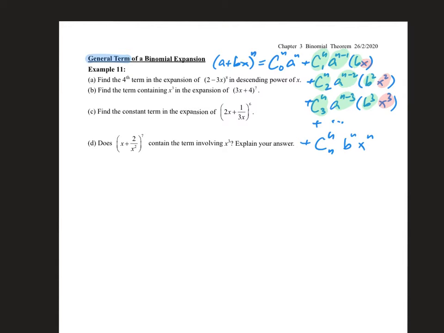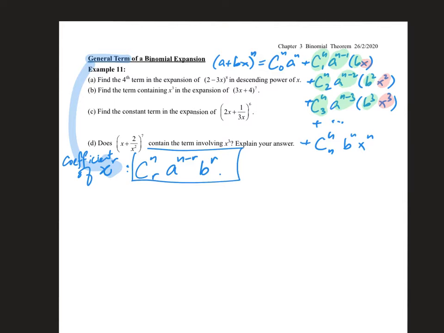So as a result, generally speaking, the general term of this expansion would be nCr. The coefficient of x to the power r will be nCr, and then a to the power n minus r, and then b to the power r. This is called the general term. It helps us particularly when you are finding a single term, like a question in part D.